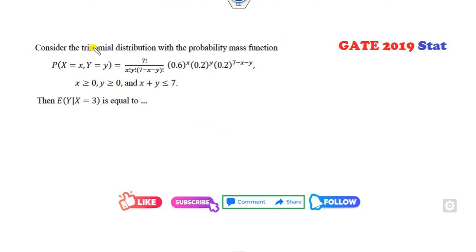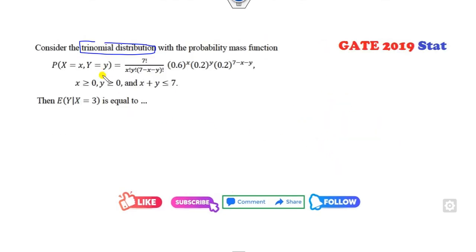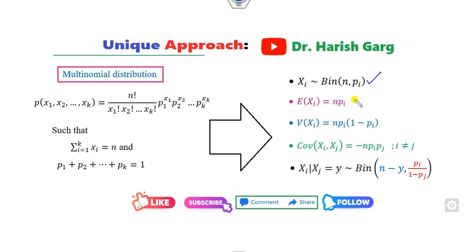Okay, look at this another one. It's a multinomial distribution. So remember, whenever you have a multinomial distribution, you have to follow this process. There are two variables, x and y. It follows the binomial distribution. What is n? 7. What is the probability of x? 0.6. Probability of y is 0.2. Then you can see the same procedure here.